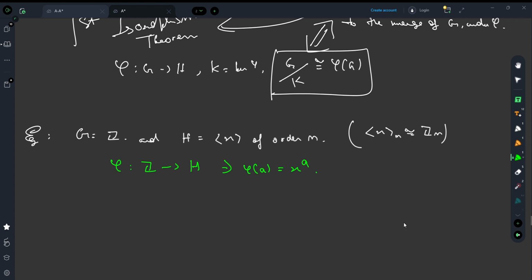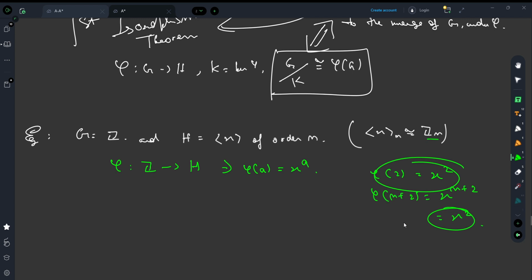Because what does phi of 2 get mapped to? Phi of 2 gets mapped to x squared, but phi of n plus 2 also gets mapped to x to the power n plus 2. It's of order n, right? So it's also x squared. Indeed, it's not one-one. It's not injective.